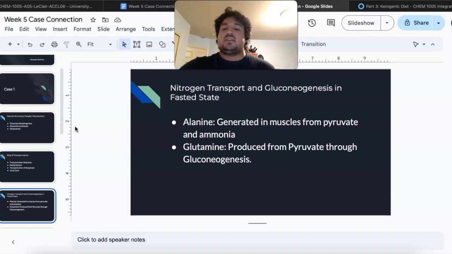In the fasted state, nitrogen transport is closely linked to gluconeogenesis. Alanine and glutamine are the main non-toxic carriers of ammonia. Alanine, which is generated from pyruvate and ammonia, is transported to the liver, where it is converted back to pyruvate by transamination. The pyruvate can then enter gluconeogenesis to produce glucose, while the released ammonia is processed in the urea cycle.